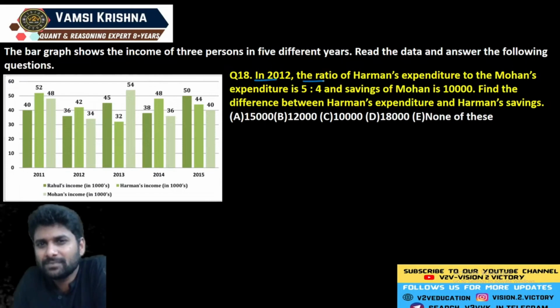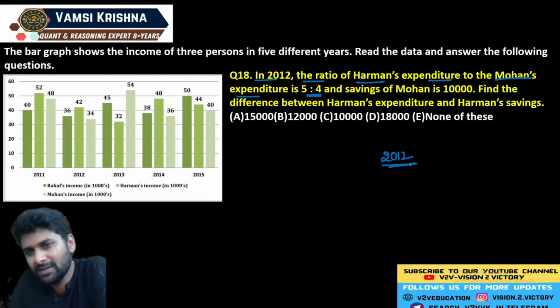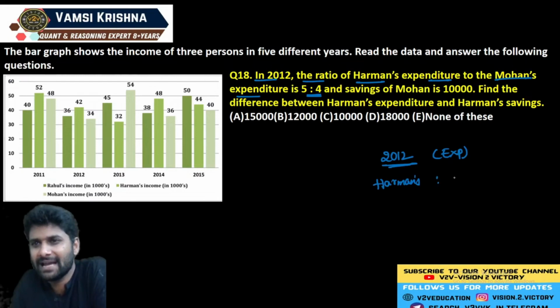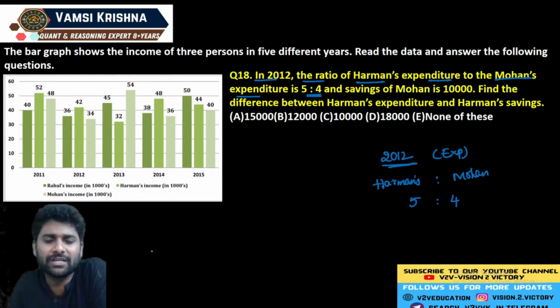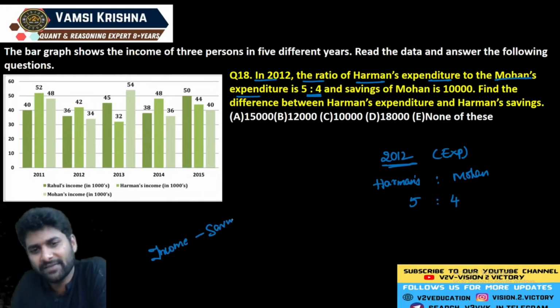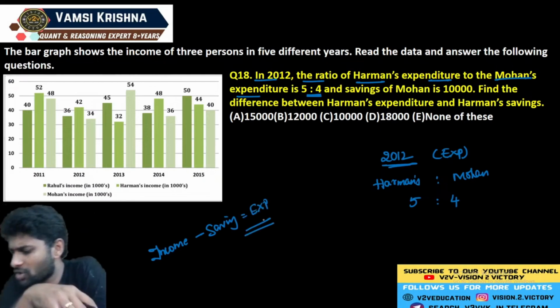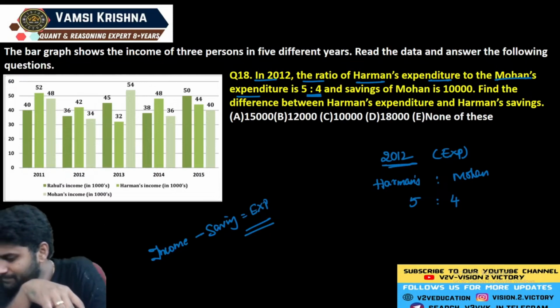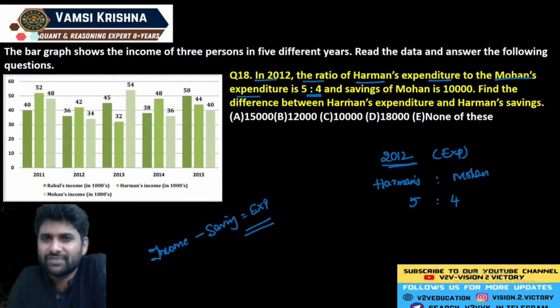In 2012, the ratio of Harman's expenditure to Mohan's expenditure is 5 to 4. Guys, here the data is 2012, and they are discussing the expenditure of Harman and Mohan. It is in the ratio of 5 to 4. And you know the relation, guys: income minus savings is equal to expenditure. So based on the information, you can interchange all the data, guys. Now go through the next one.